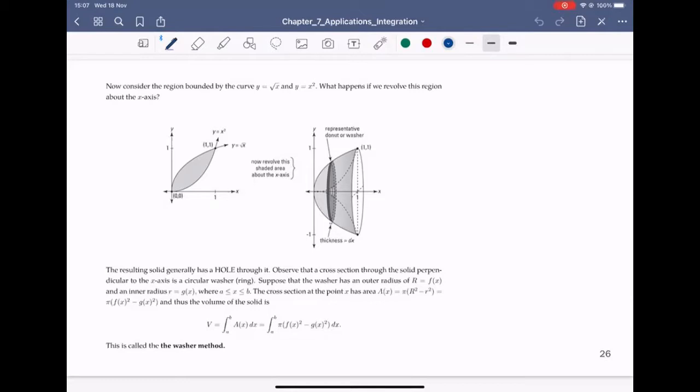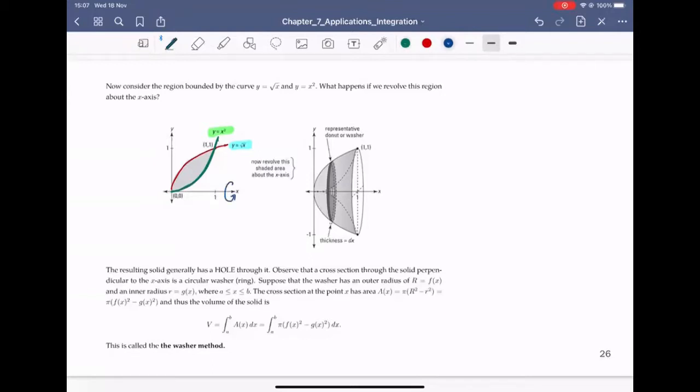Let's suppose that you have a region that I show you in the picture here. Suppose you have y equal to square root x, which is this line, and then you have y equal to x squared, which is the line that I put in green color here. The region between x squared and square root x, I shade it here. So this is the region between them. I am going to rotate this region about the x-axis.